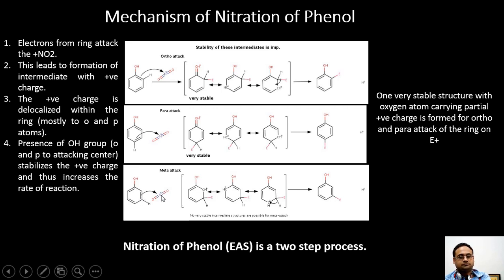Now let us see what structures are possible when the meta carbon attacks the nitronium ion. In this case, three resonance structures are possible. In none of them is the oxygen able to delocalize, so no extra stability is available to this intermediate. Therefore, it is clear that nitration of phenol is electrophilic aromatic substitution, which involves two steps.